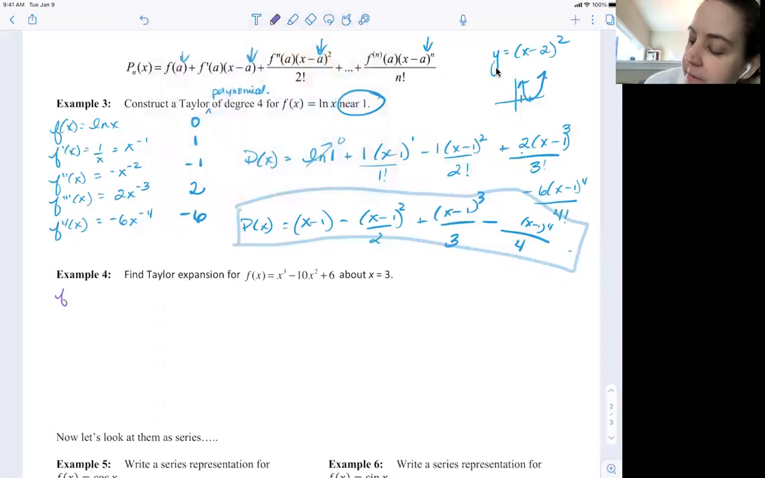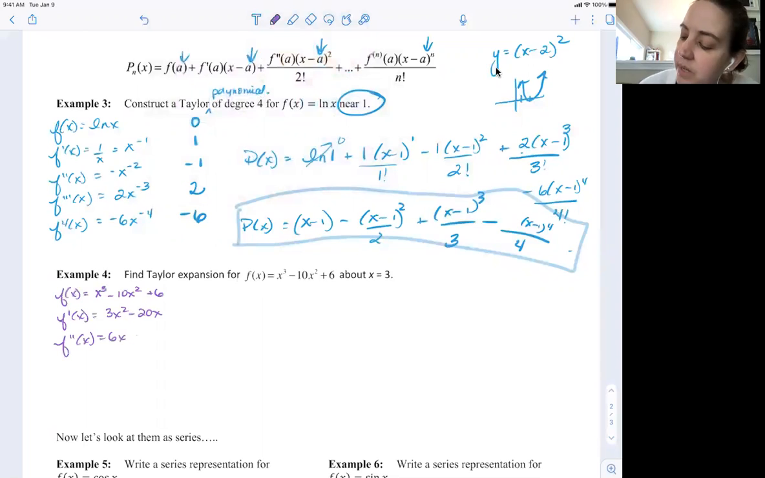So if f of x is x cubed minus 10x squared plus 6, expansion. Well, we can only go so far for this one. The first derivative is 3x squared minus 20x. The second derivative is 6x minus 20. And the third derivative is 6. And the fourth derivative is 0. That's why it didn't tell us how many terms we had to have or what the degree was, because we've run out of derivatives.